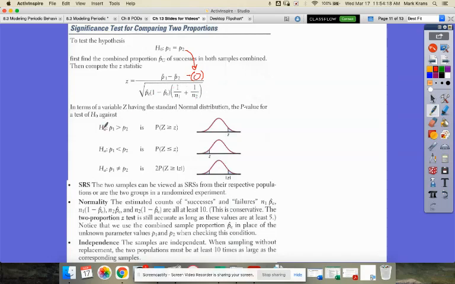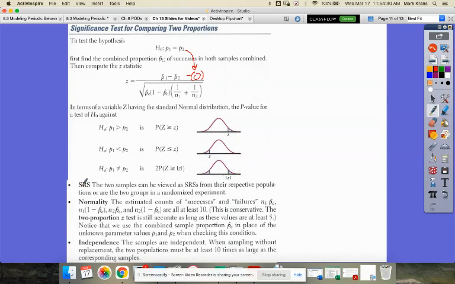And remember, if the alternative is that the first treatment is greater than the second, we're looking for a normal CDF to the right of Z. If it's that the first treatment is less, we're doing a normal CDF to the left of Z. And if it's that they're not equal, we're looking at the two sides, and you get double the p-value. You get the below plus the above.